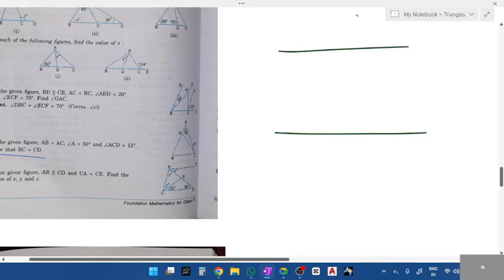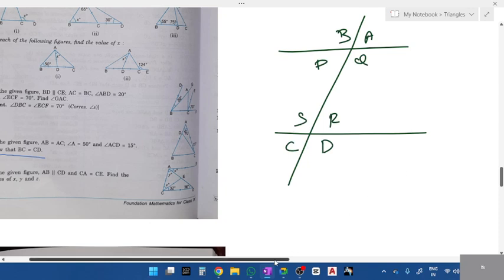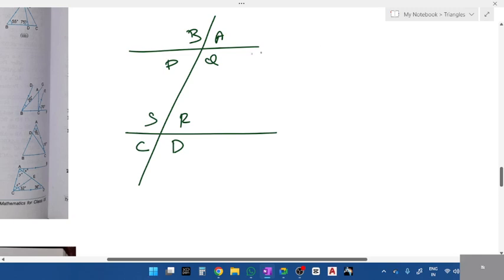Look, in parallel lines, quickly tell me all the values, students. I'll write it as A, B, P, Q, R, S, C, D. Tell me all the corresponding angles. What are the corresponding angles if two lines are parallel?